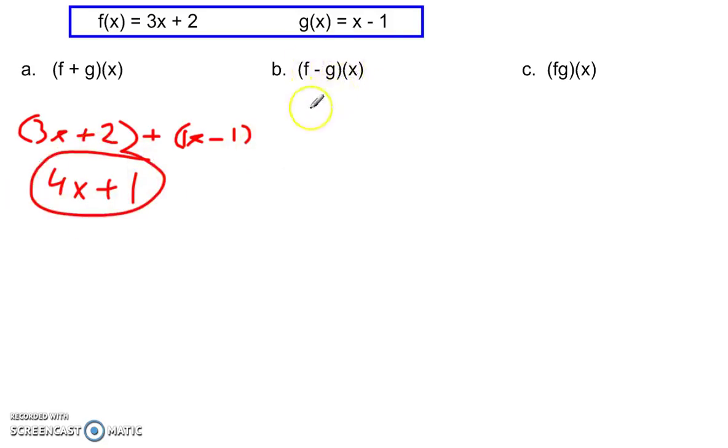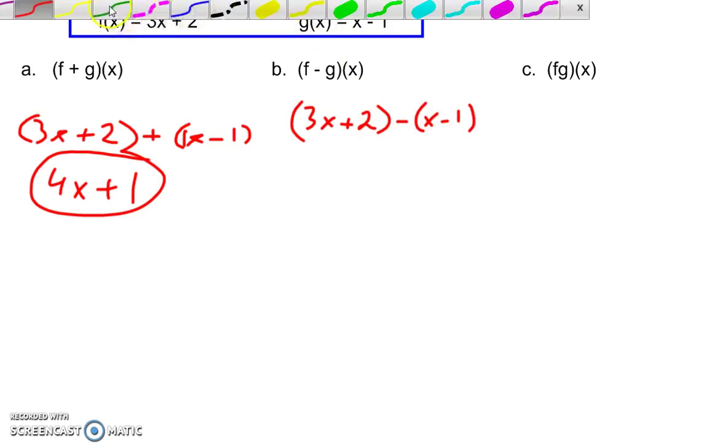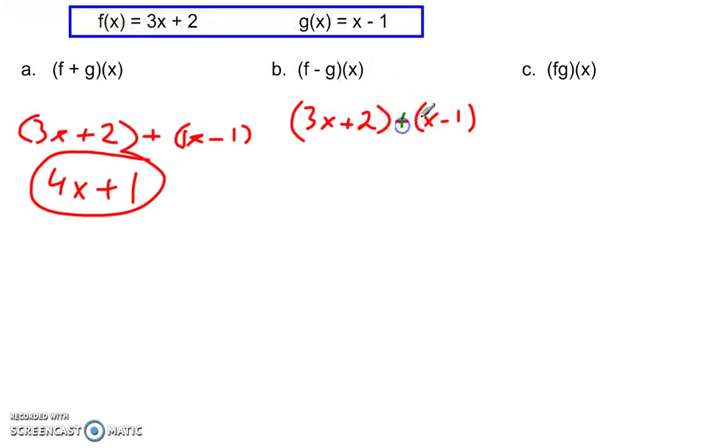F minus g, then we would do 3x plus 2 minus x minus 1. Now subtracting, remember we're going to change all the signs in here, make that plus, make that minus, make that plus. That way we don't lose track of what we're doing. 3x minus 1x gives us 2x. 2 plus 1 gives us 3.